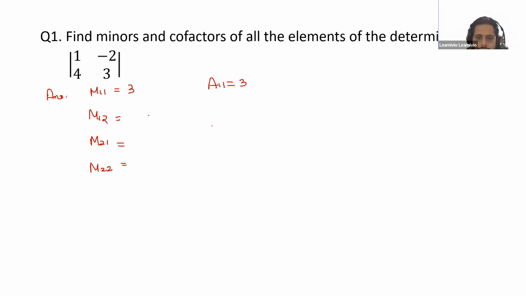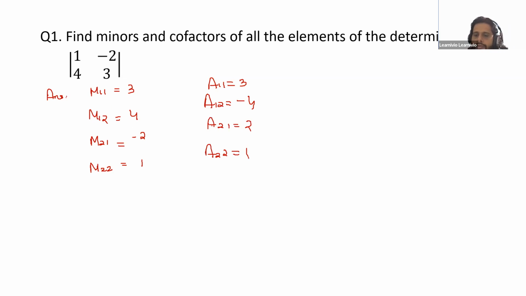Okay, Atif. M11 is 3. I will write the answer over here. M12, first row, second column, is 4. Good. M21, second row, first column, is -2. M22 is 1. Very good. And here we get -4. A21 is equal to 2 and A22 is equal to 1. Good, Atif, this is correct. Very good. Shravya, this is correct. Abdur, Mazia and Saf, please check the answer. Are you getting the same one?